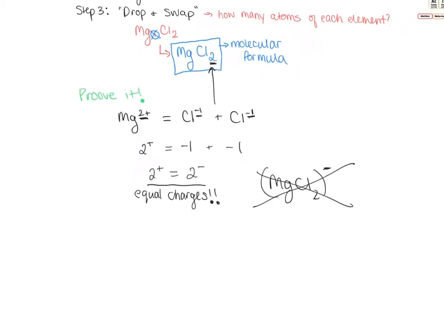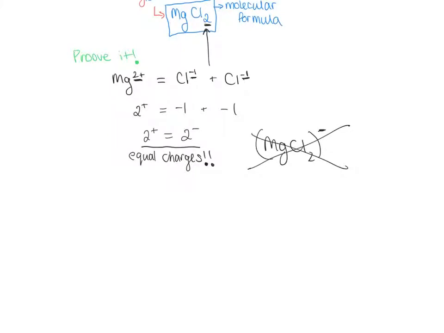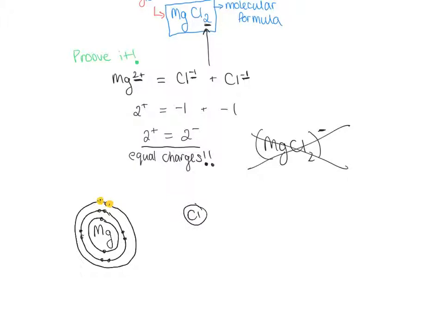Another way that you could prove it is by drawing it out. So let's use our Bohr-Rutherford diagrams here. So we have magnesium. Let's just draw this guy out. Magnesium has 2 valence electrons. Let's do them in a different color. And then we have 2 chlorines, right? According to our formula, there's 1 magnesium and there's 2 chlorines.